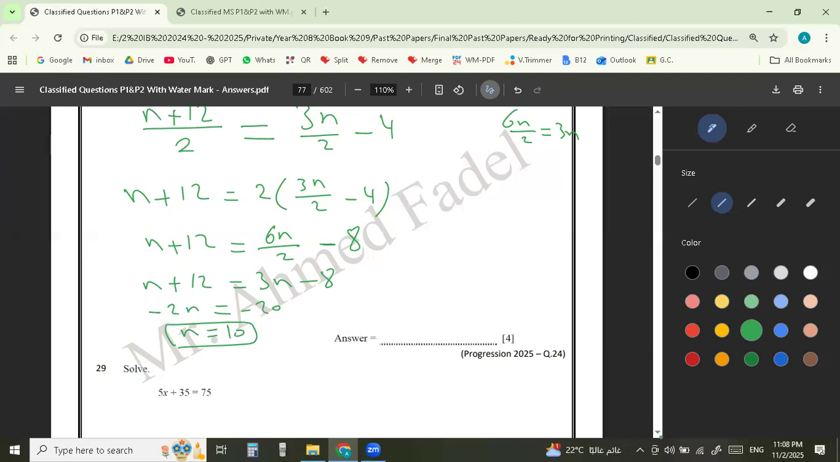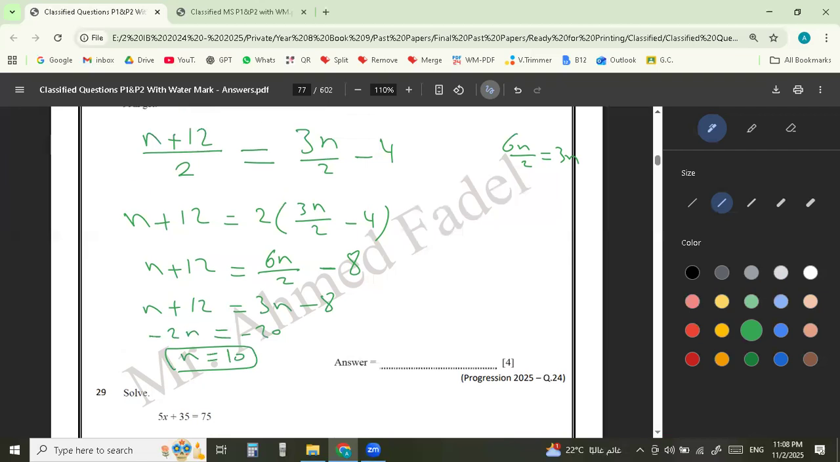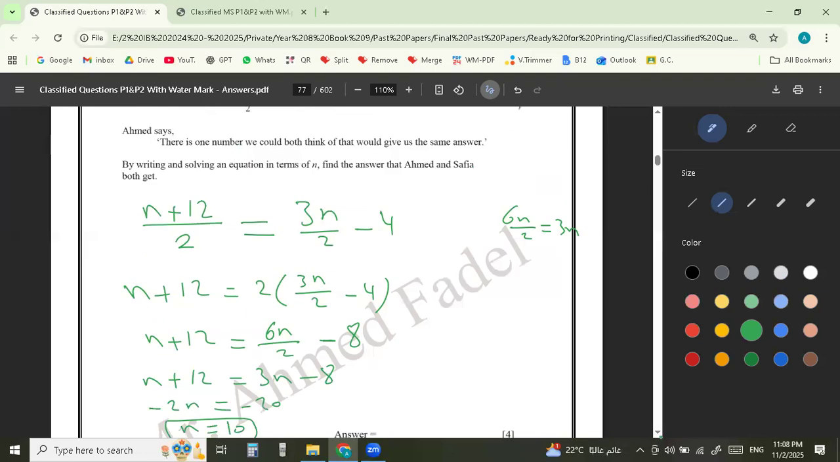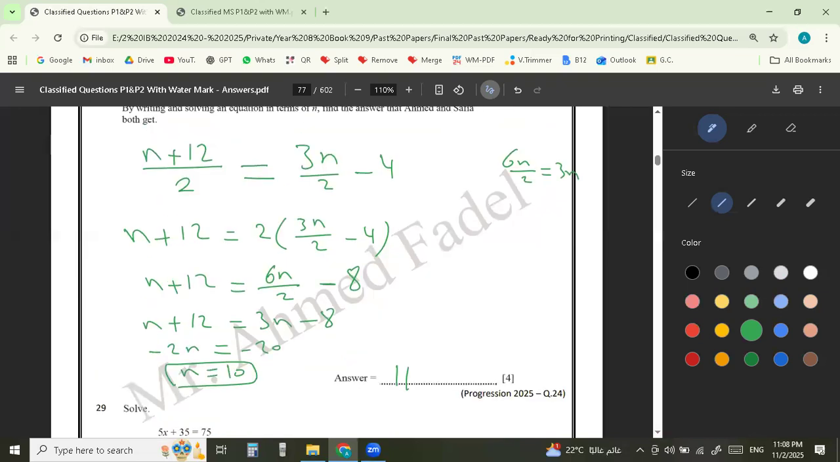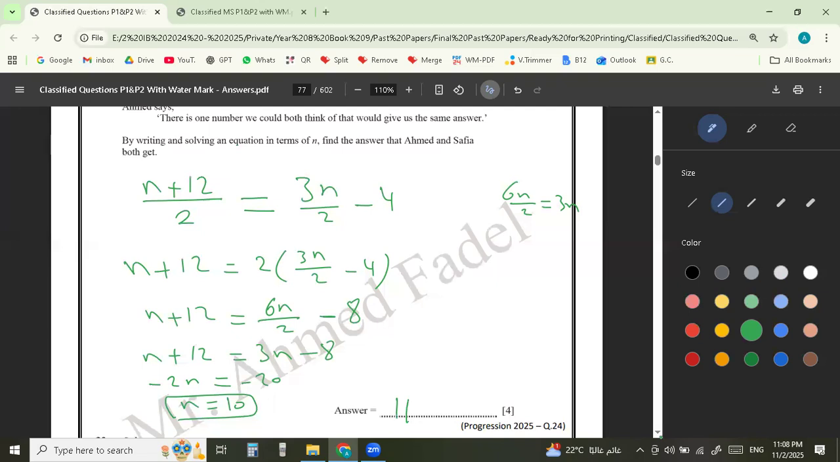Unfortunately, no. That's the number they were thinking about. But what would their answer be? If I replace n and write 10 here, 10 plus 12 is 22, over 2 is 11. And the same thing with Safia: 3 times 10 is 30, 30 divided by 2 is 15, minus 4 is also 11. The answer they both get is the same. Both of them will get 11 at the end.